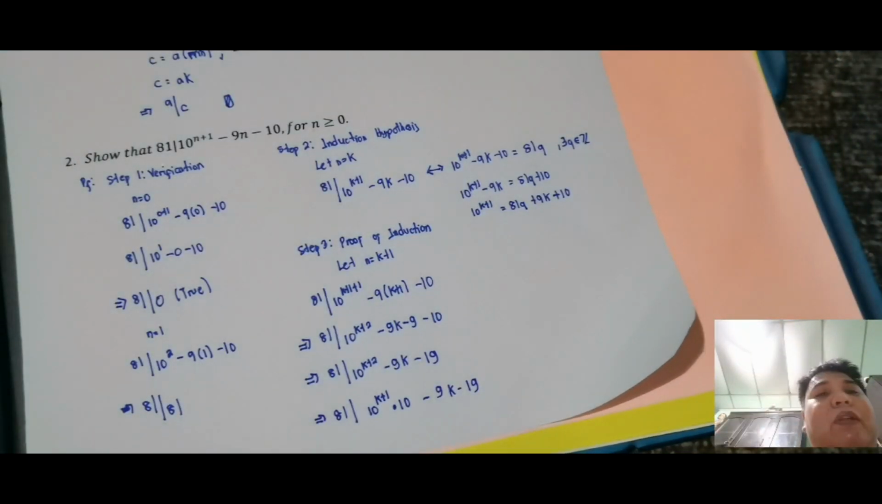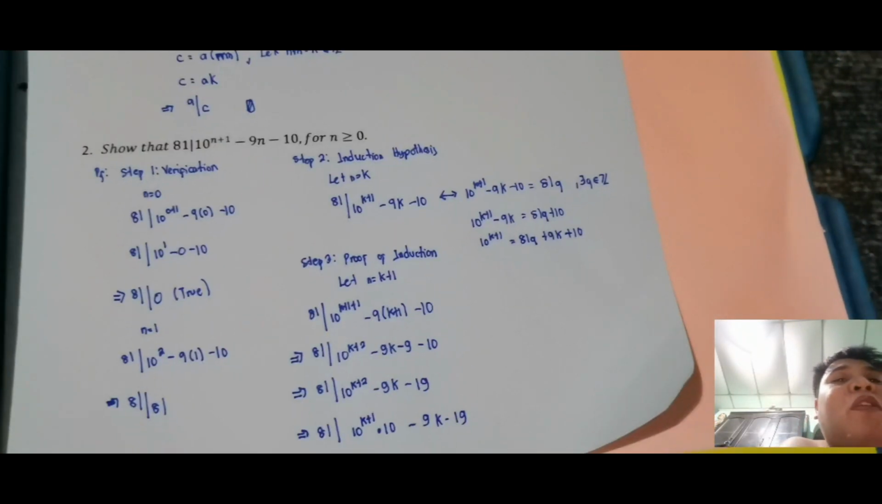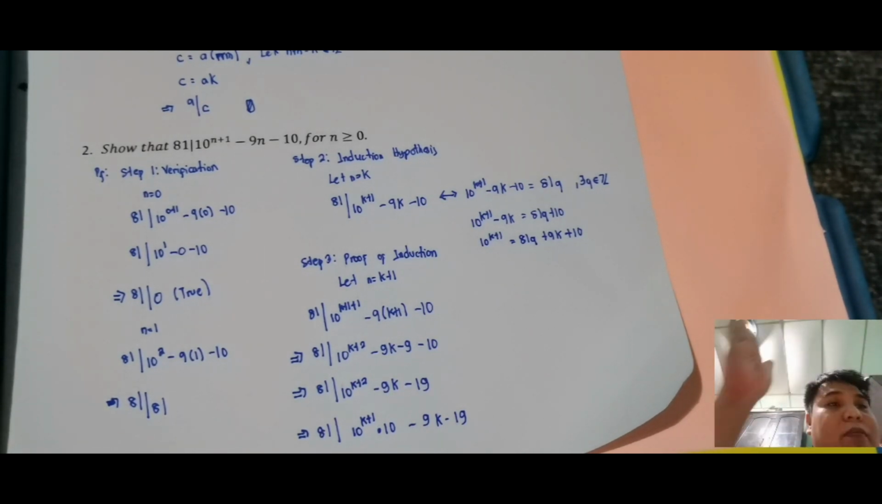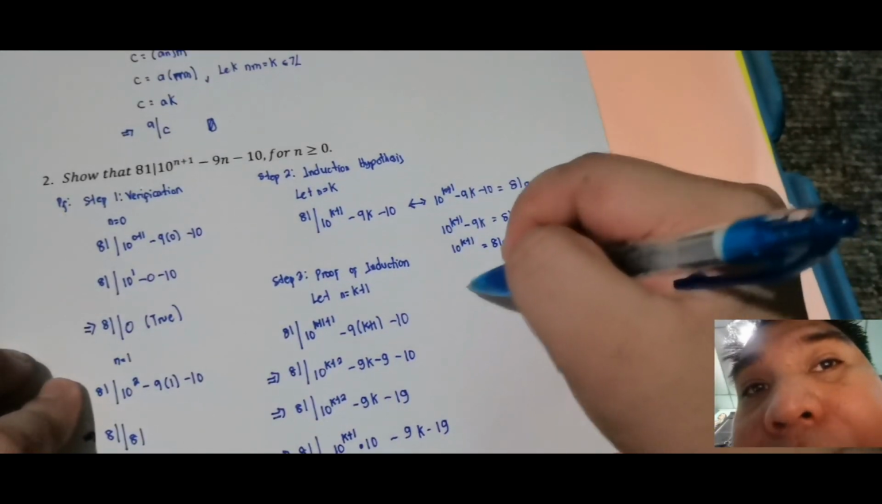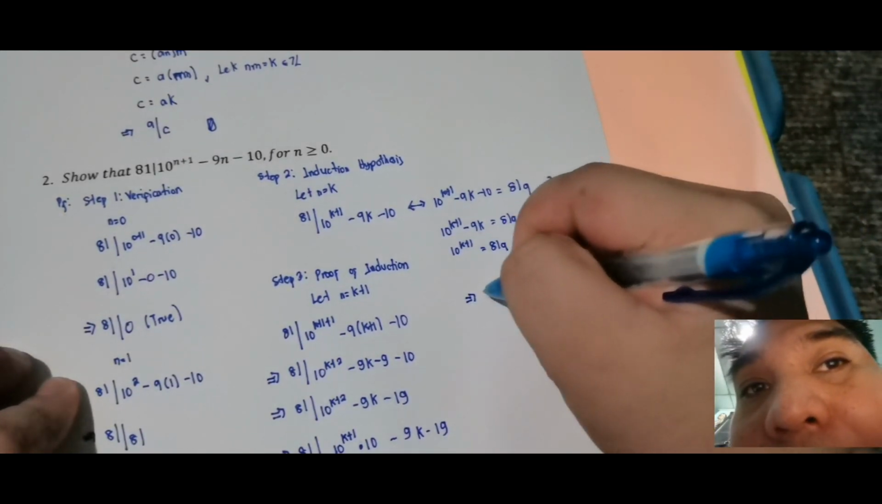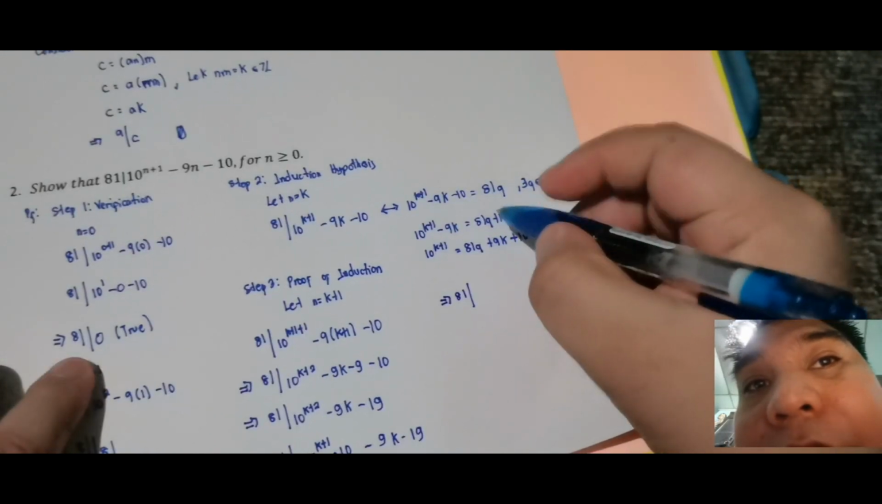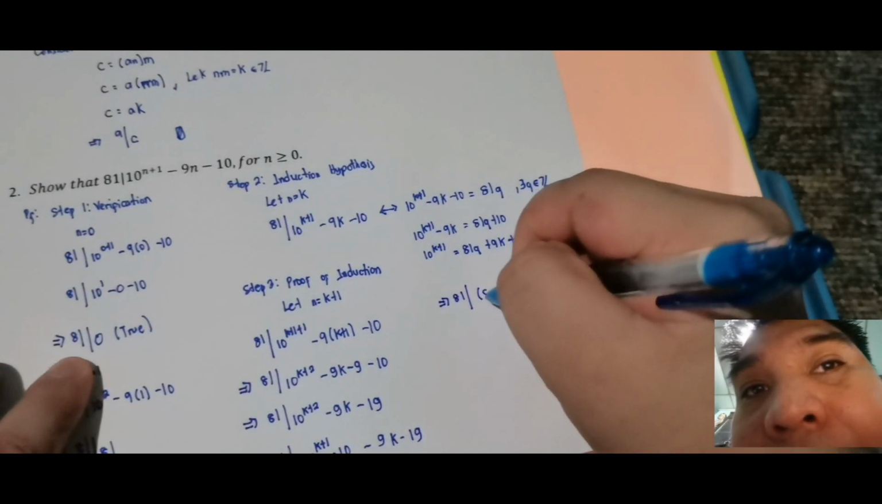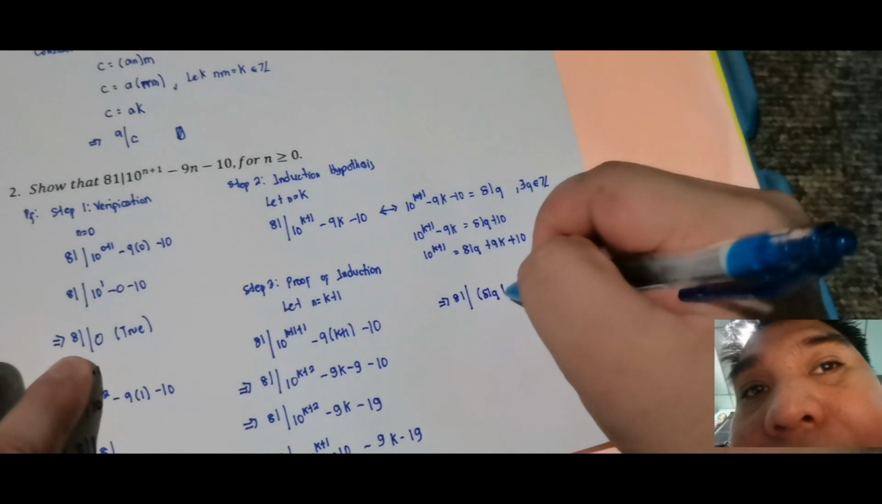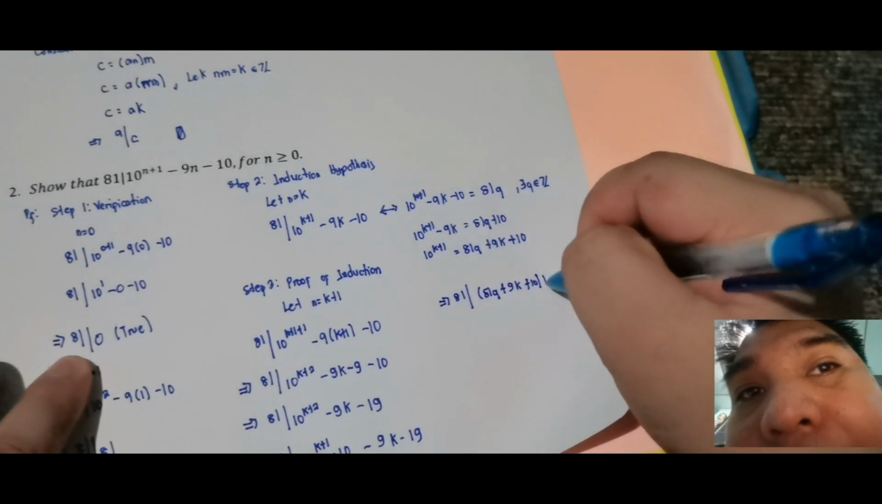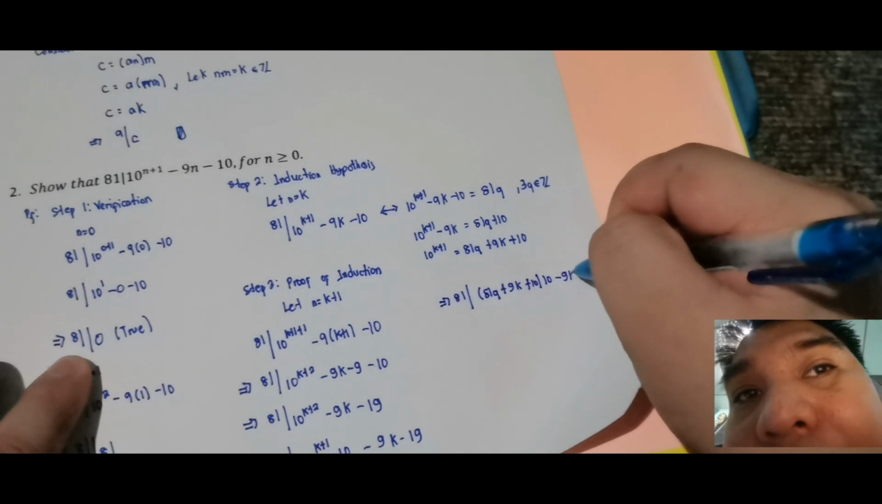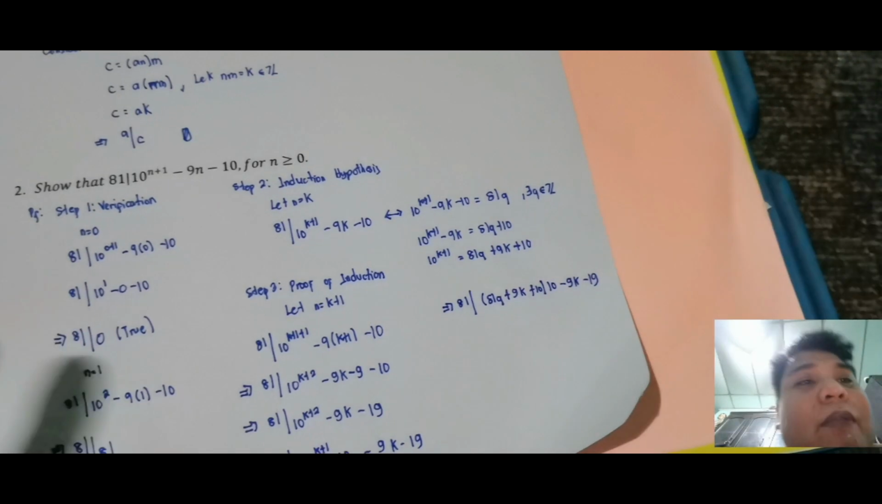So, sir, paano naging 10 raised to k plus 1 times 10 yan? Yung 10 raised to k plus 2, that is 10 raised to k plus 1 plus 1. Okay, hiniwalay ko yung plus 1 na isa. So, by rule of exponent. So, this implies that 81 divides, yung 10 raised to k plus 1, ito ay 81q by induction hypothesis plus 9k plus 10 multiplied by 10 minus 9k minus 19.